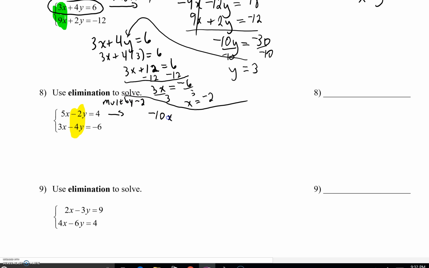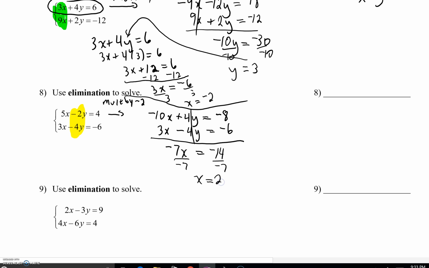When I do that, I'll get negative 10x. Here we'll get plus 4y equals negative 8. Down below we'll have 3x minus 4y equals negative 6. Why did we do this? Well, our y's have a common multiple now, but they're opposite signs of a positive 4y and a negative 4y. These will cancel out. Negative 10x and 3x add to negative 7x. Negative 8 and negative 6 add up to negative 14. You can divide by negative 7, and you'd get x is equal to 2.